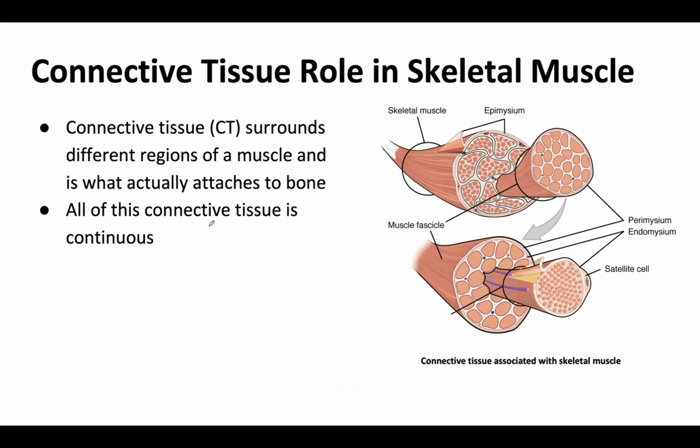And all of this connective tissue, from the microscopic to the external, is going to be continuous with the more visible connective tissues like the tendons and oftentimes even the fascia that surrounds muscle compartments.